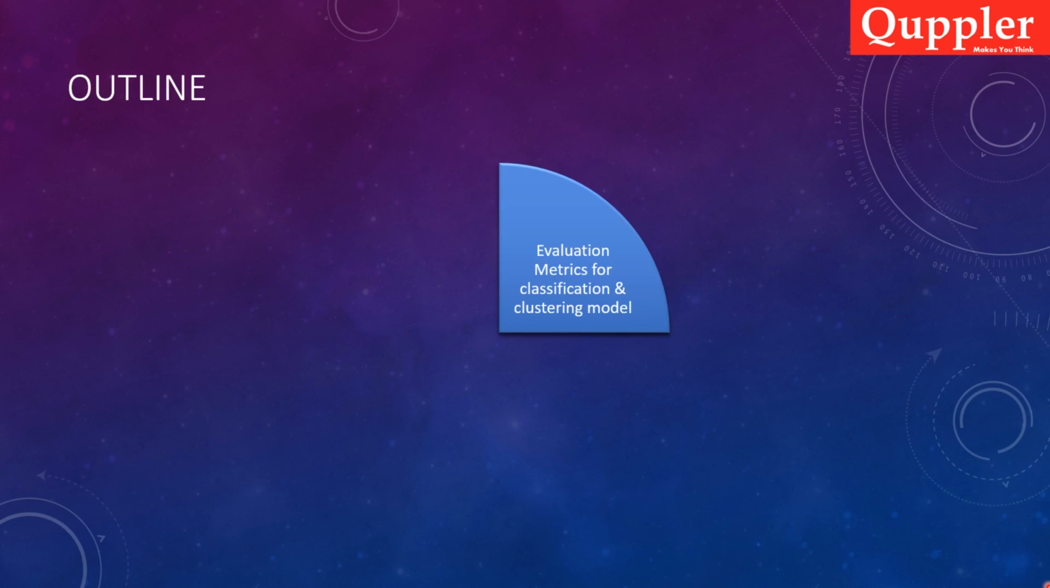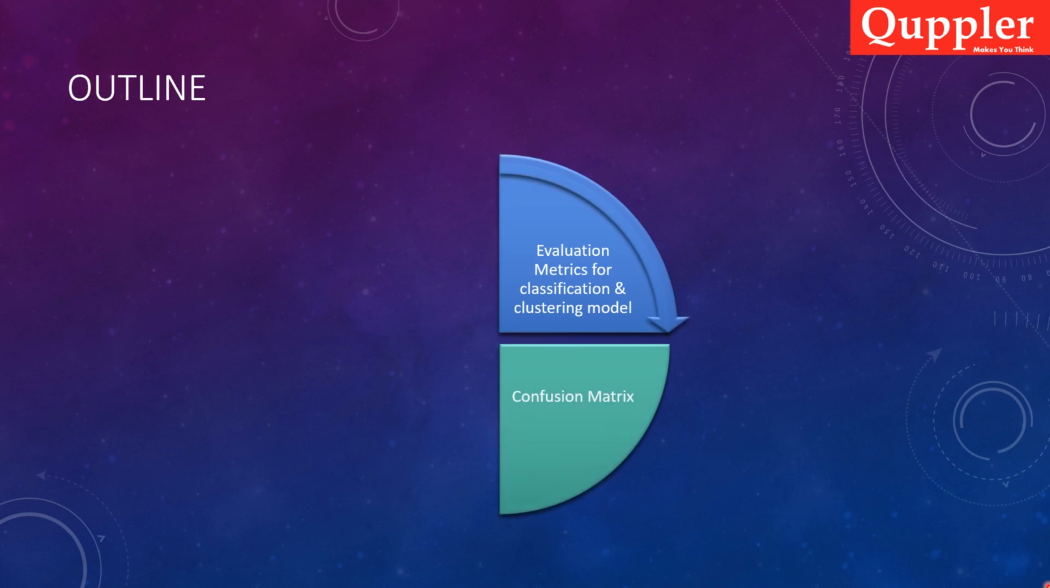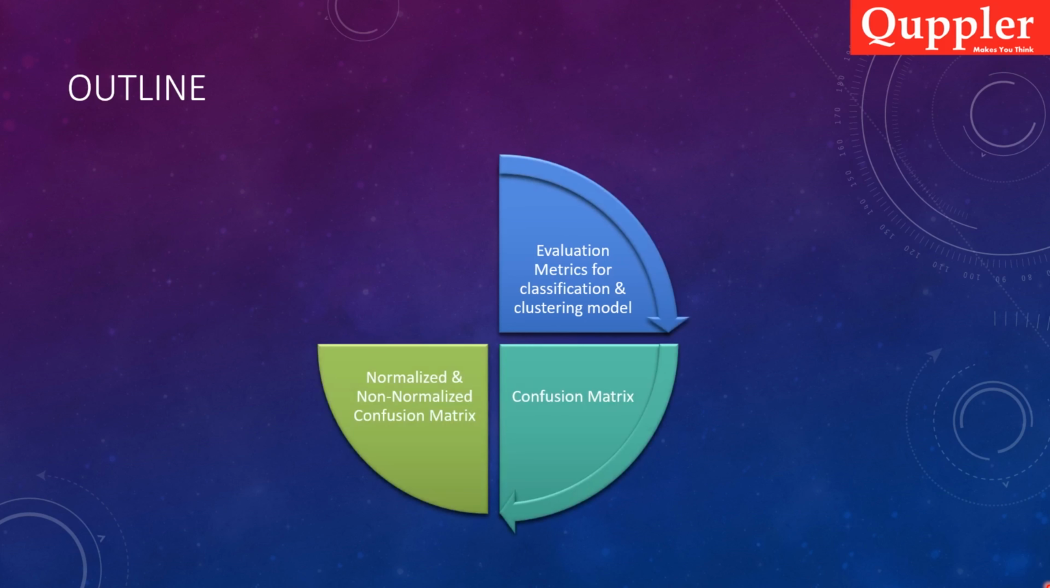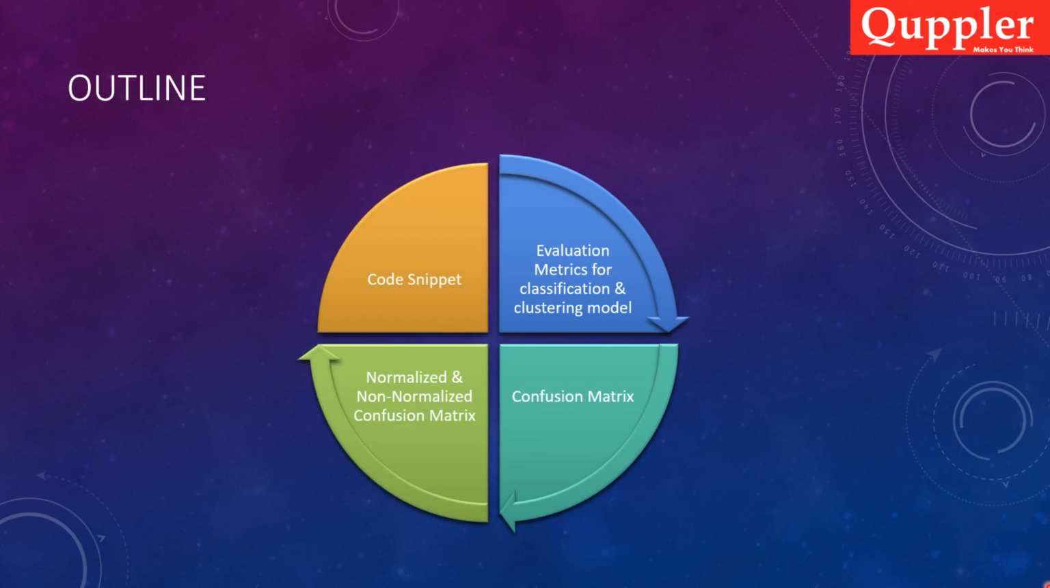First would be evaluation metrics for classification and clustering models, where we're going to see what an evaluation metric is and what the different types of it are. Then we're going to move ahead and learn what a confusion matrix is. Then we're going to see the difference between normalized and non-normalized confusion matrices, and at last we're going to jump into the code snippet to see how we can call different APIs to use these evaluation metrics.